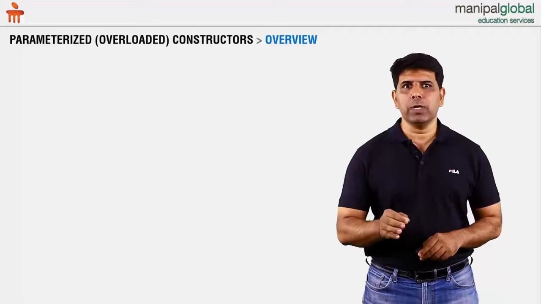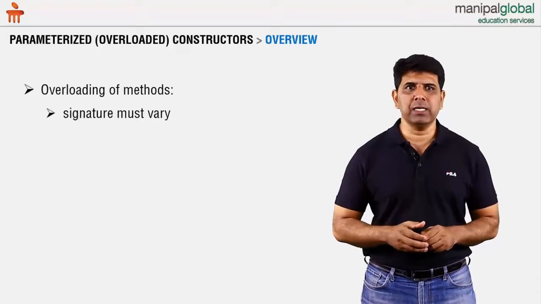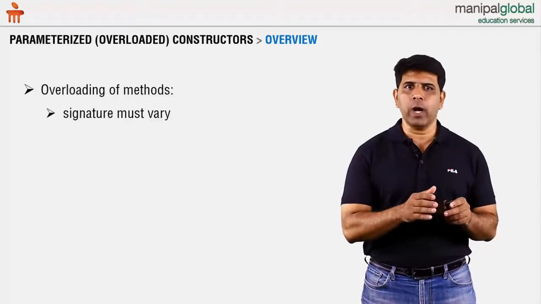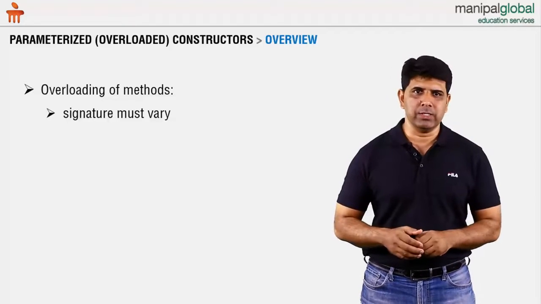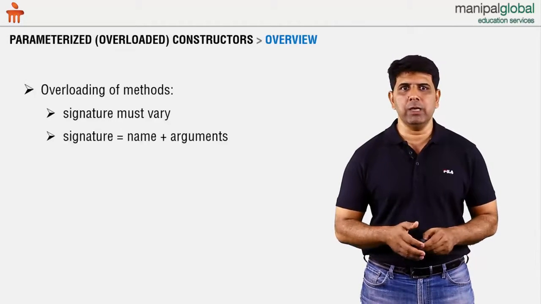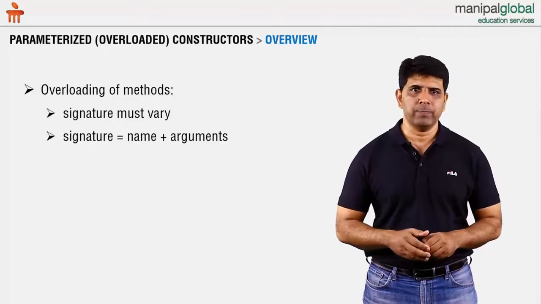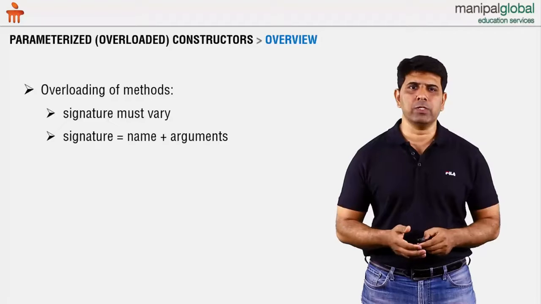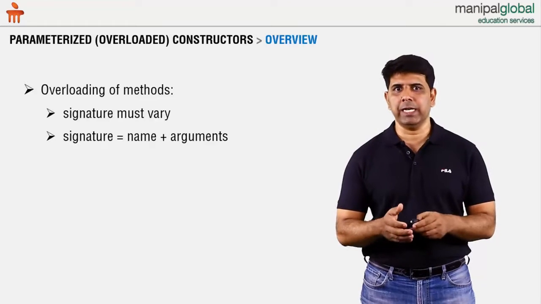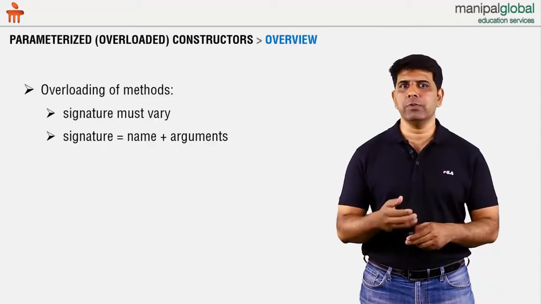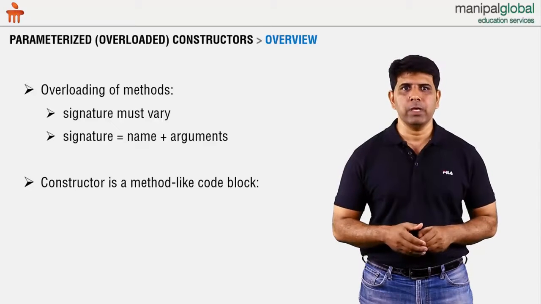Let's recap overloading. Overloading of methods means one method, different signatures. A signature basically means the name of the function as well as arguments. The arguments may vary based on the number of arguments, the data type of arguments, the order in which they are placed, and all these stuff.